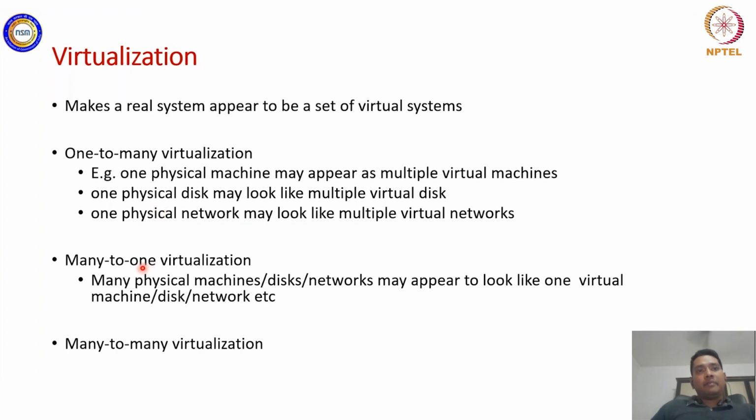Now you can have many to one virtualization also. Many physical machines which are networked together can be emulated to look like one virtual machine altogether. These two concepts will be very instrumental to understand the concept of cloud computing. And then you have many to many virtualization, which you can just map however you want.